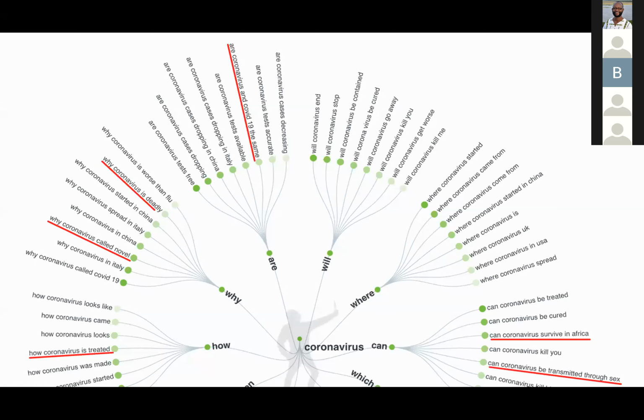This kind of analysis helps you uncover some bits of confusion that you didn't even think were confusion to begin with. Like, you would think everyone knows that these two are related, coronavirus and COVID, but then you find someone has no idea, and they may be saying, okay, maybe those are two different things.